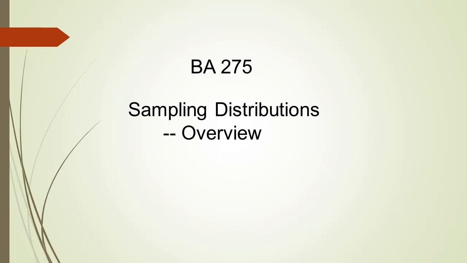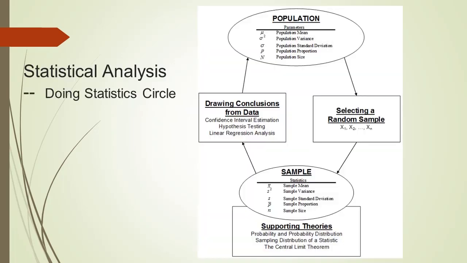In this presentation, we will introduce the basic idea of sampling distribution of sample statistics. The sample statistics considered here are sample mean and sample proportion. An important statistical theorem, the central limit theorem, is also introduced. We have discussed this flowchart in previous presentations.